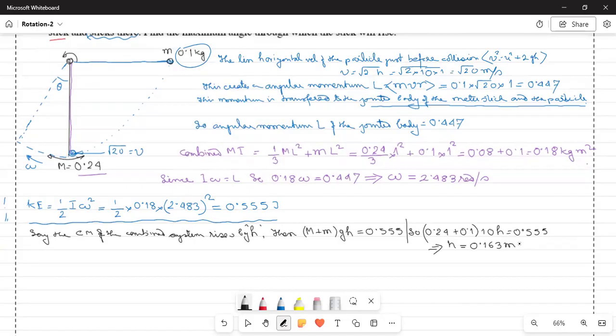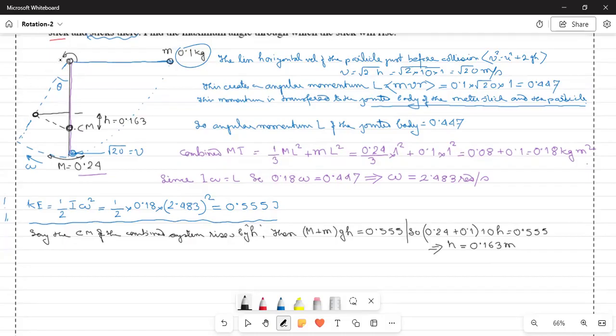Now, obviously, we have to know where the center of mass is. Let us say its center of mass is here. Now the center of mass rotates and comes here. And this height is actually h, which is equal to 0.163.